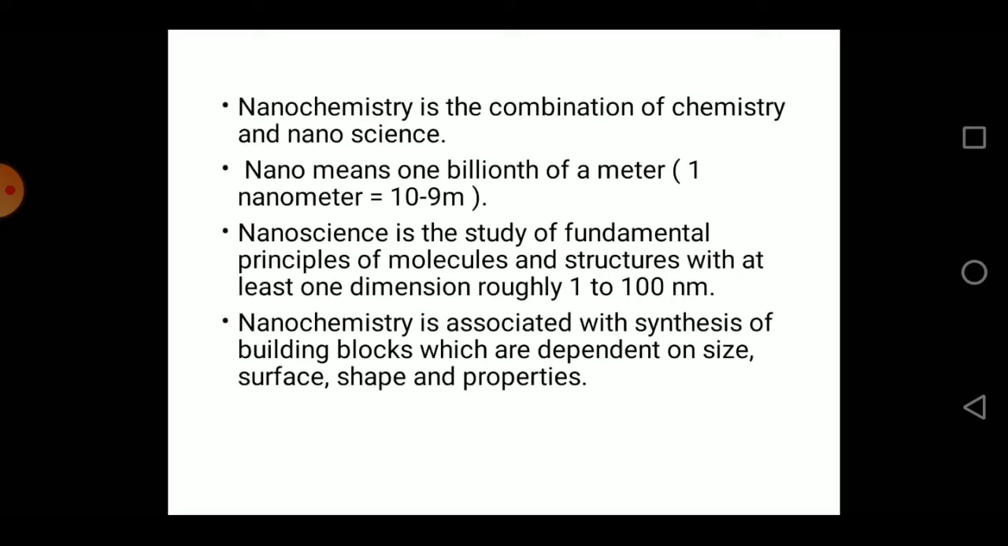So when you have to study about the nanoscale, nano means 1 billionth of a meter. That is 1 nanometer is equal to 10 to the power minus 9 meters, which you all know. So nanoscience is the study of fundamental principles of molecules and structures with at least one dimension, roughly 1 to 100 nanometers. And also nanoparticles and nano layers will have very high surface area to volume. Okay, so what will happen? This makes them very ideal for use in various fields such as in chemical industries, biological materials, also in biomedical applications. So nanochemistry is associated with the synthesis of building blocks which are dependent on the size, surface, shape and properties.